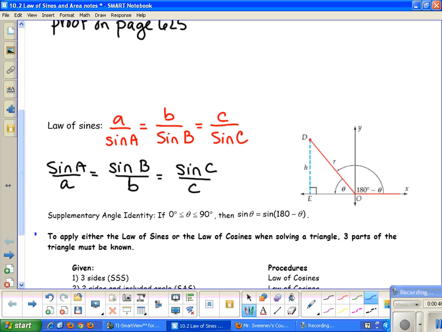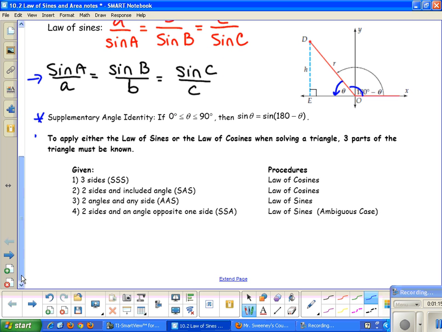And of course, we can also flip those and put all of the sines on top over the side. So you need to have this memorized, that it's a over the sine of A, b over the sine of B, c over the sine of C, or vice versa. We also talked about the supplementary angle identity, which says that if I know what this angle is right here, I can find the other angle by doing 180 degrees minus that angle.